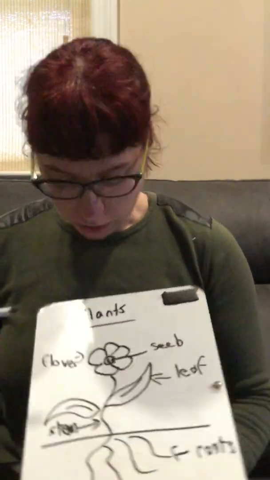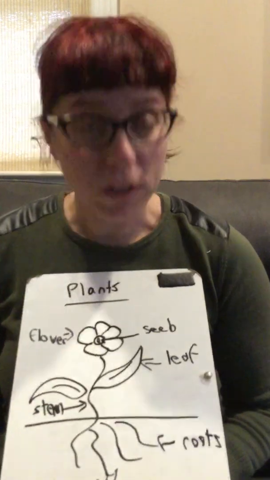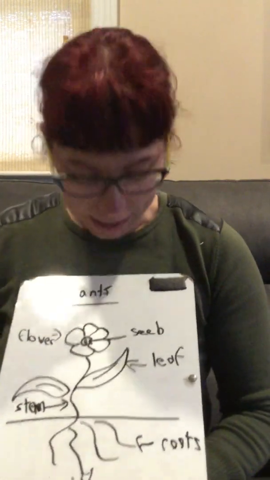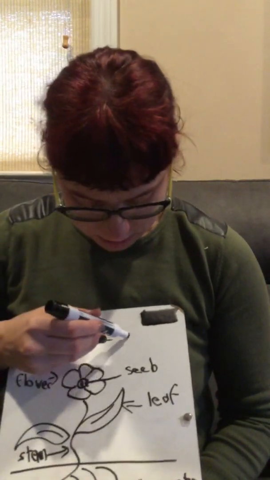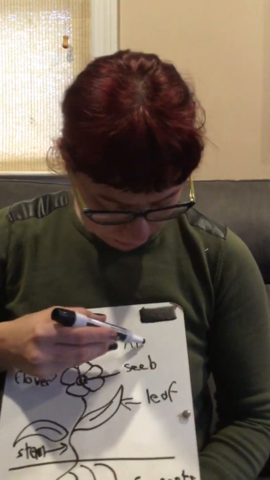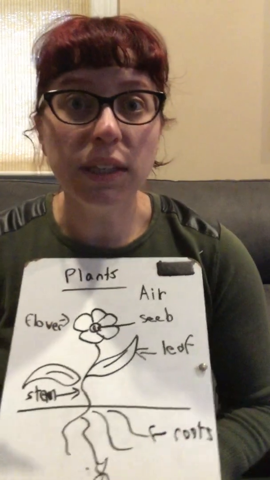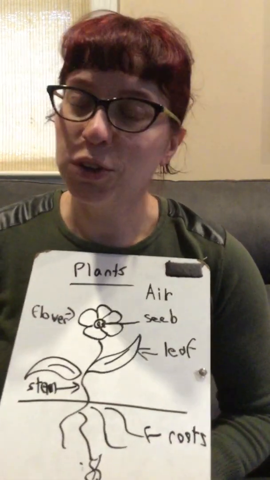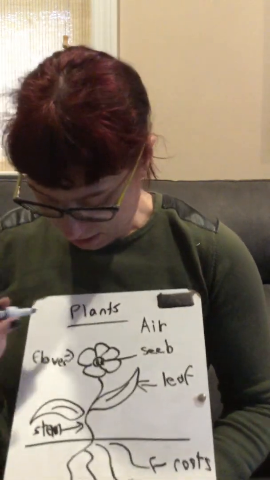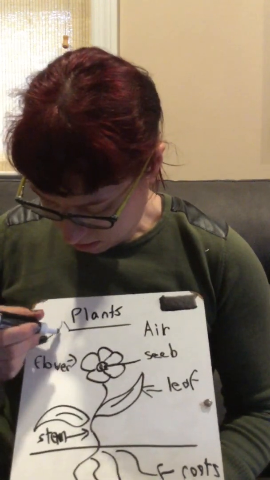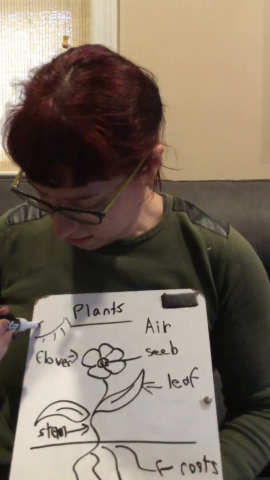All right, so now we know the parts of a plant. What does a plant need? Well, it has to be outside, so it needs air. It also needs something that we see up above, though not much today. It needs sun.